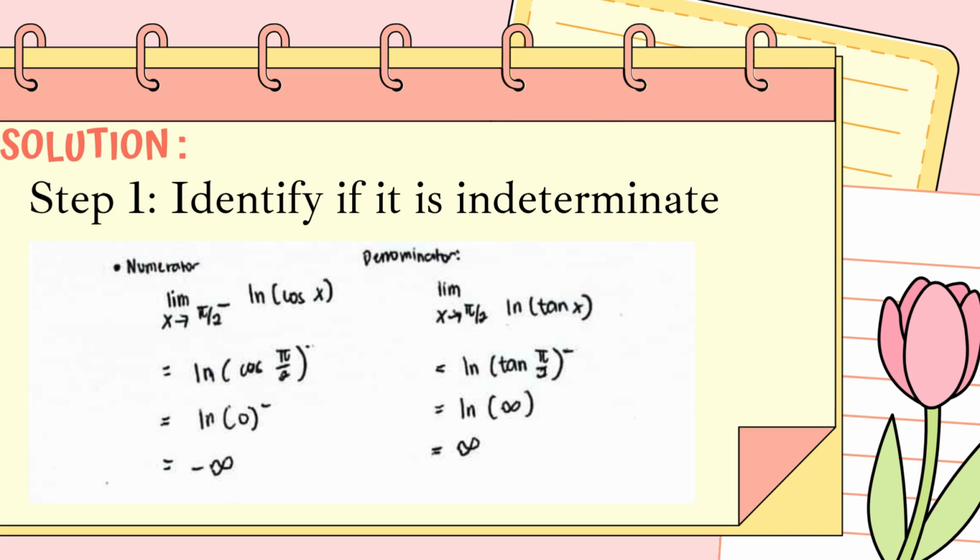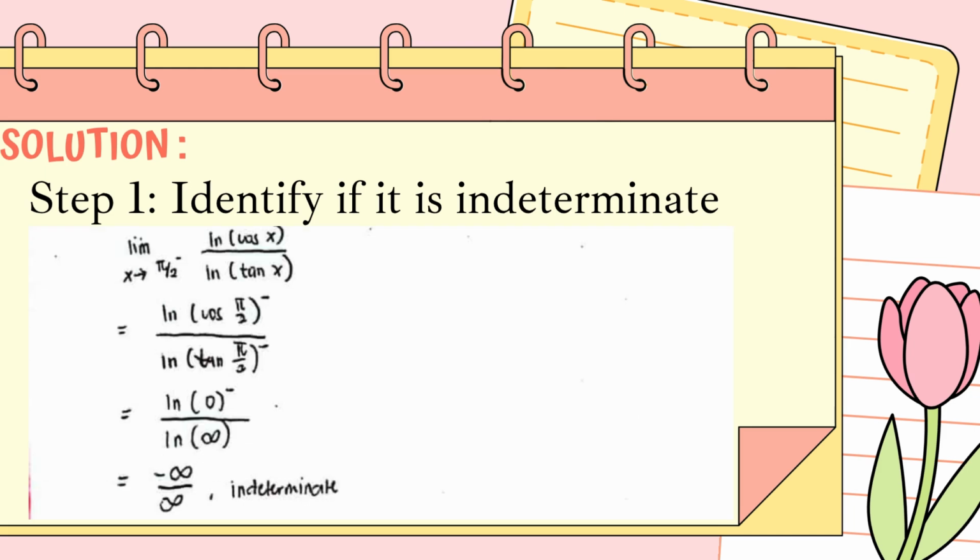In the denominator, we have limit of ln tangent x, where x approaches pi over 2 positive, I mean negative. Then we apply the limit and we will have ln infinity, because tangent pi over 2 is infinity. Then ln infinity is infinity. Now we have negative infinity over infinity. This means that it is indeterminate.